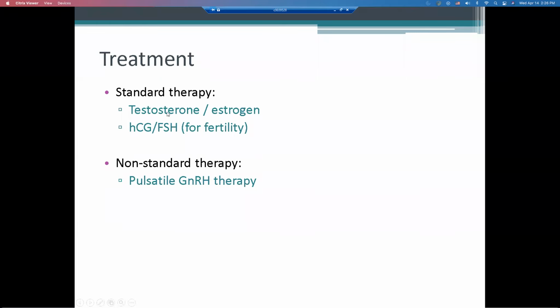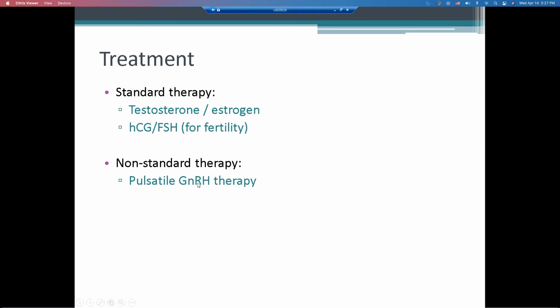Okay, the standard therapy is testosterone or estrogen replacement. Sometimes we give them HCG and FSH for inducing fertility. And the non-standard is the pulsatile GnRH. So you can ask me, okay, if the problem is not in LH and FSH, can we give them GnRH to cure them? The answer is yes and no.